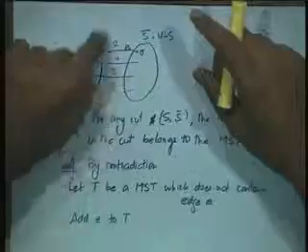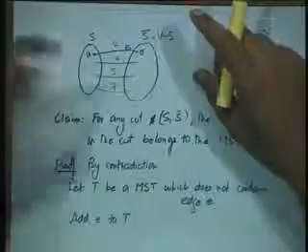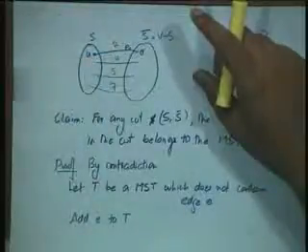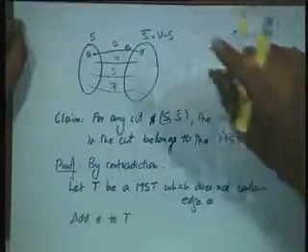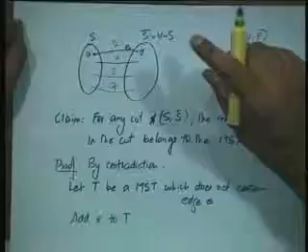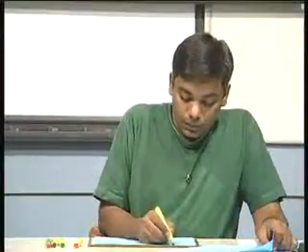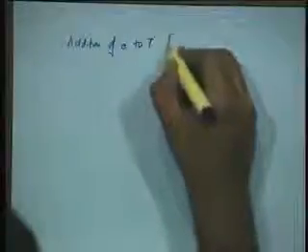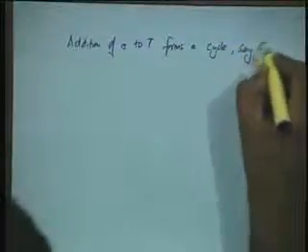But all these edges have length more than 2. So what will I do? Same thing. I will remove this edge from the cycle and add that. This will reduce the length of the tree. So let me write that down. So we'll add E to T. Let me continue. So after you add E to T, the addition of E to T forms a cycle, say capital C.